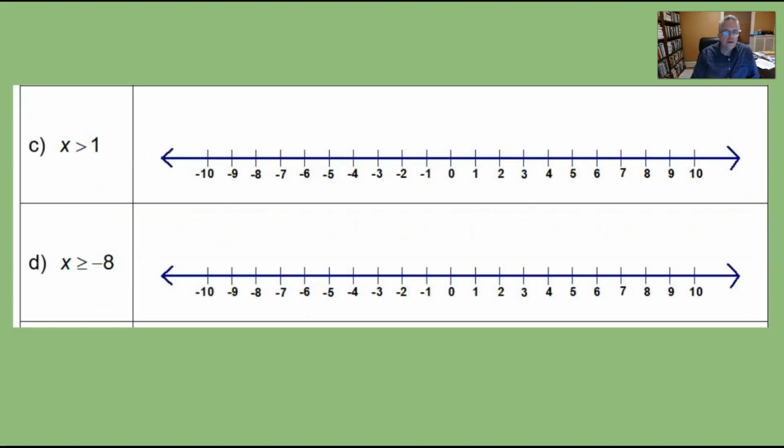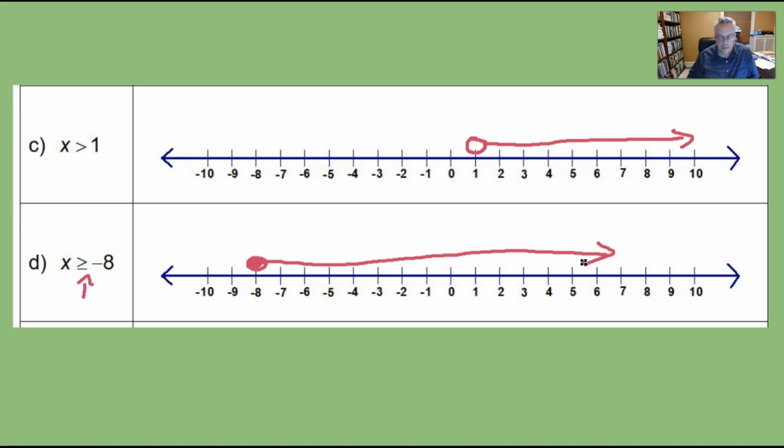Okay. Let's try these. x is greater than 1. There's no equal sign here, so it doesn't include 1. We're going to put a hollow dot for our boundary point. This time, we want numbers that are greater than 1. So greater than 1 is to the right of 1. It would be all of those numbers. Any number underneath the arrow is greater than 1. Our next one is x is greater than or equal to -8. Let's put a solid dot there. And it's greater than or equal to, so to the right.